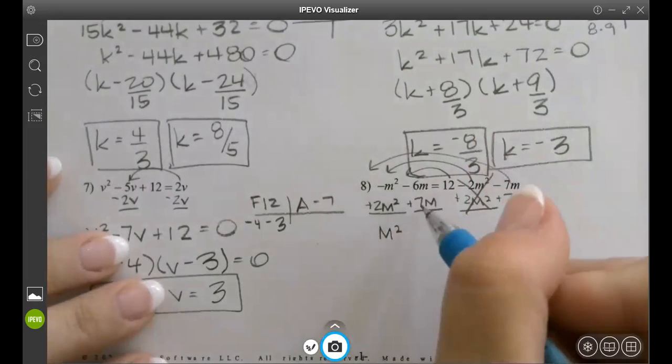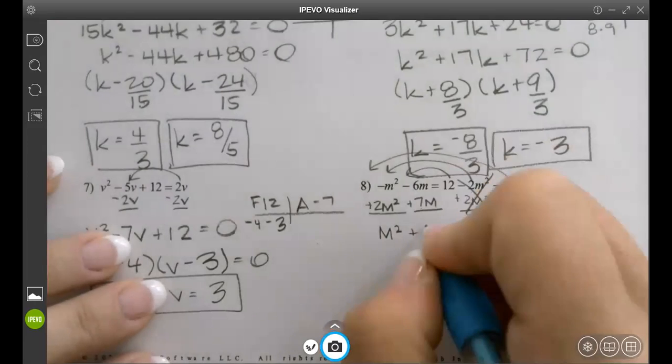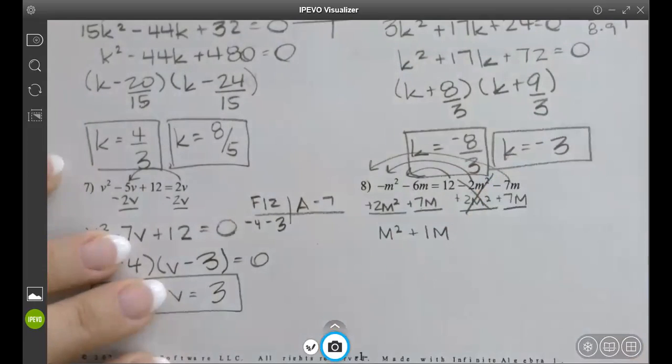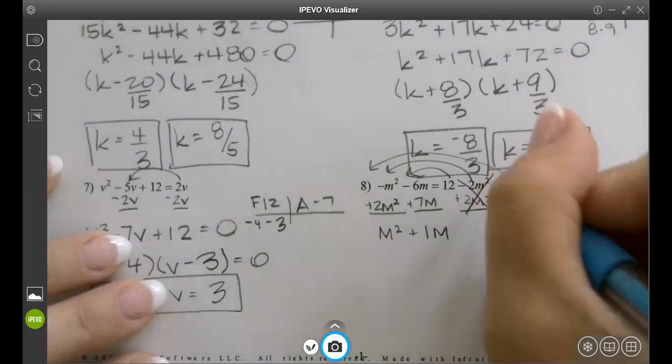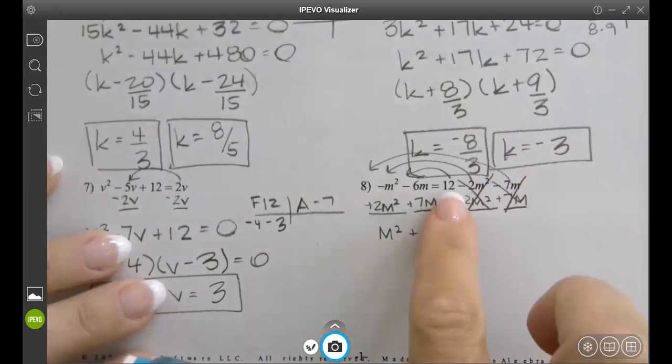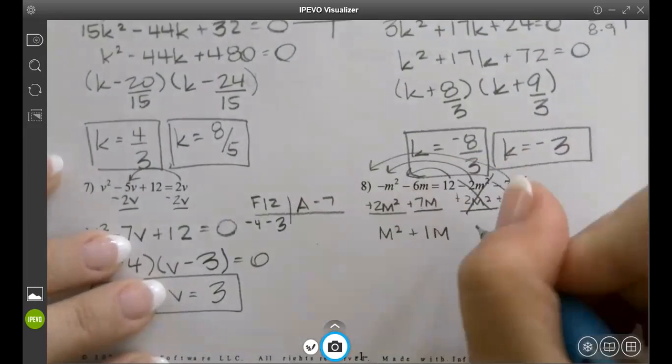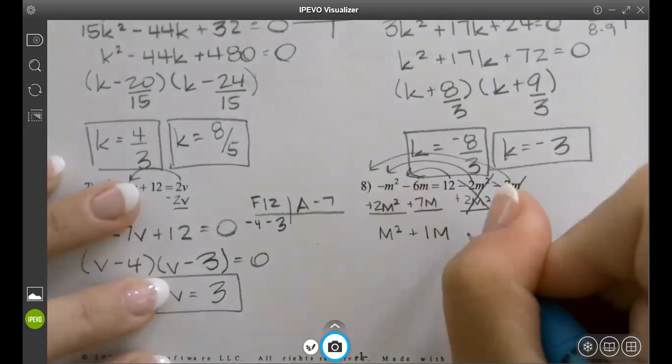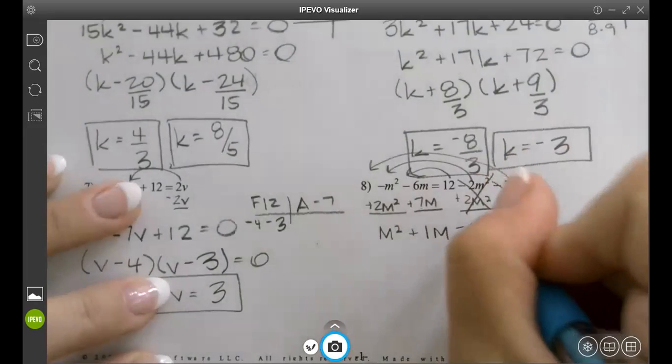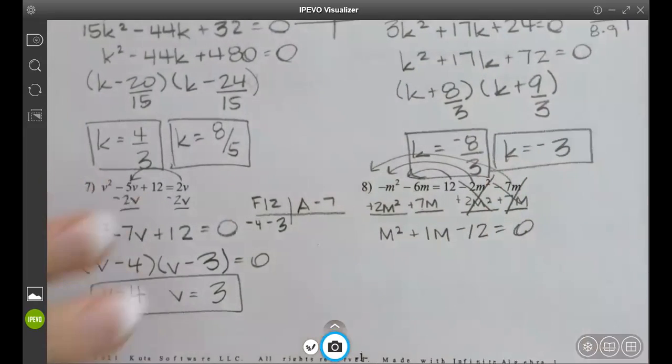Negative 6 plus 7 is 1M. So those cancel out. The last thing I have left is the 12 on this side. How do I move it to the other side? Just change the sign. So minus 12 equals 0. You can do all that in one step. Any questions? Okay. If you ended up with a negative in front, it's still going to work.